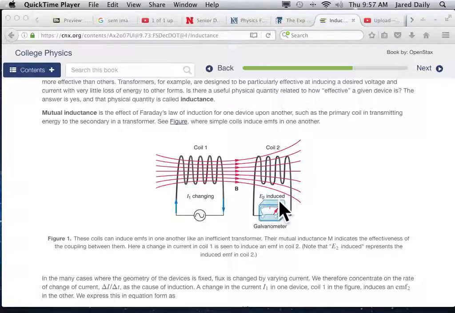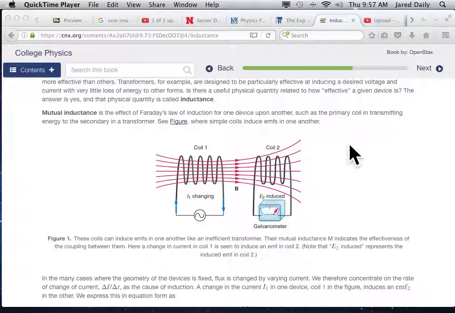We've already seen one with the transformer. We've also seen one with the generator and the motor. Those are useful things that are all related to these ideas. And now we're going to look at another one, which is called the inductor.